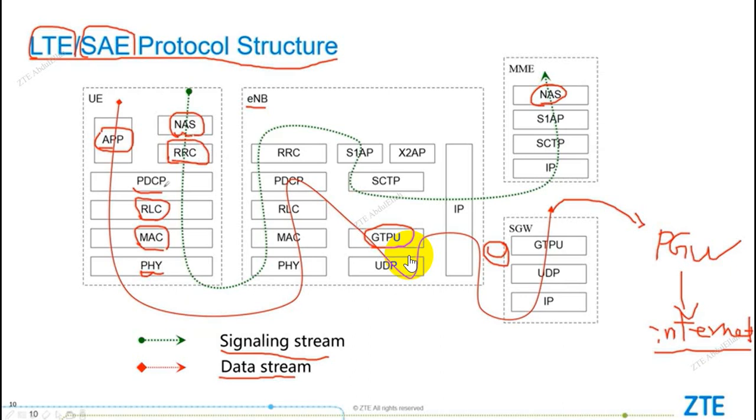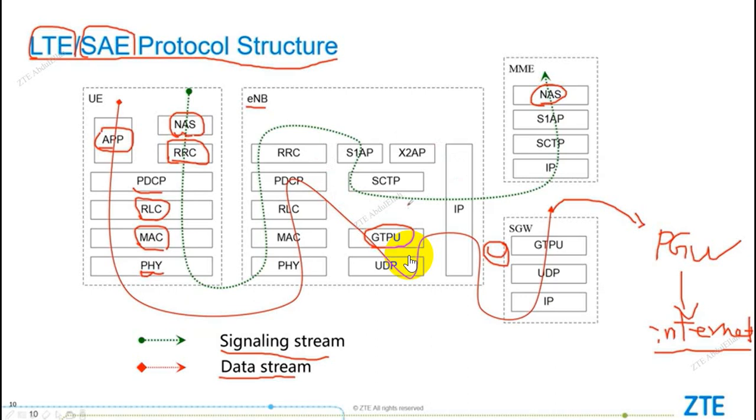After that, PDCP, RLC, MAC, and physical layer are the same as before. Then the UE sends the signaling to the eNodeB, and the eNodeB also unpacks the signaling, and then the eNodeB will pack again.